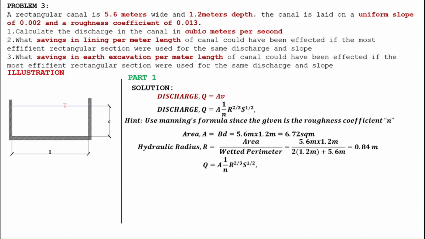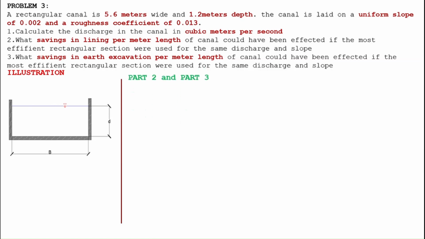Substituting values to our formula, we get 6.72 square meters times 1 over 0.013 times 0.84 m raised to 2/3 times 0.002 raised to 1/2. Our discharge therefore is equal to 20.581 cubic meters per second. For our solution to the second and third part of the problem, the question involves the use of the most efficient rectangular section. By definition, the most efficient section is a section wherein, with the use of minimum materials or perimeter, our discharge is maximum. For the most efficient rectangular section, base is equal to twice the depth and the hydraulic radius is equal to half the depth.